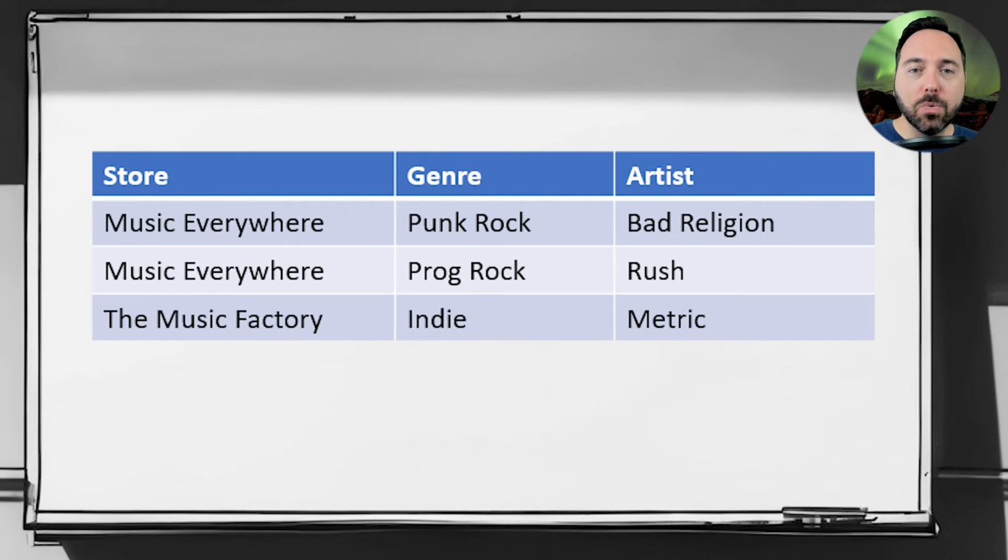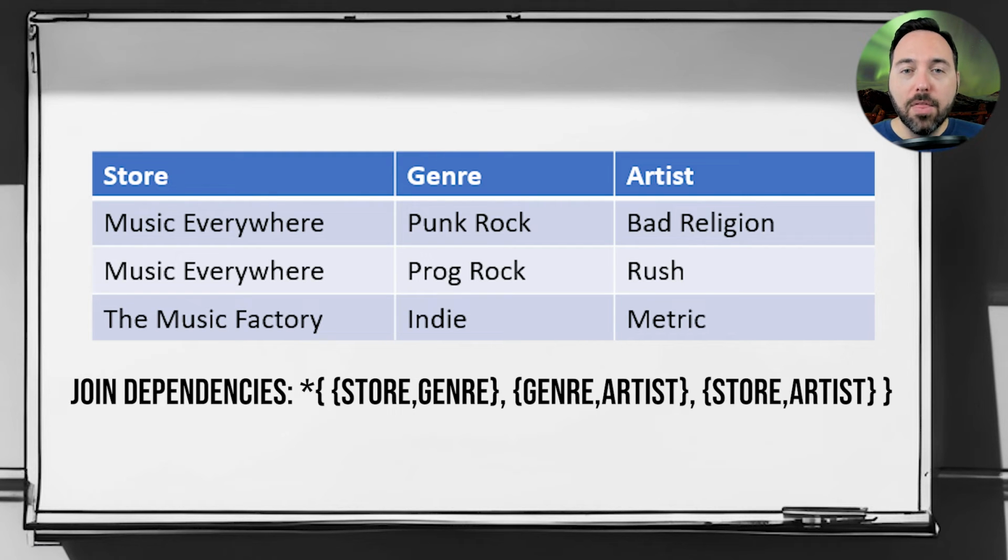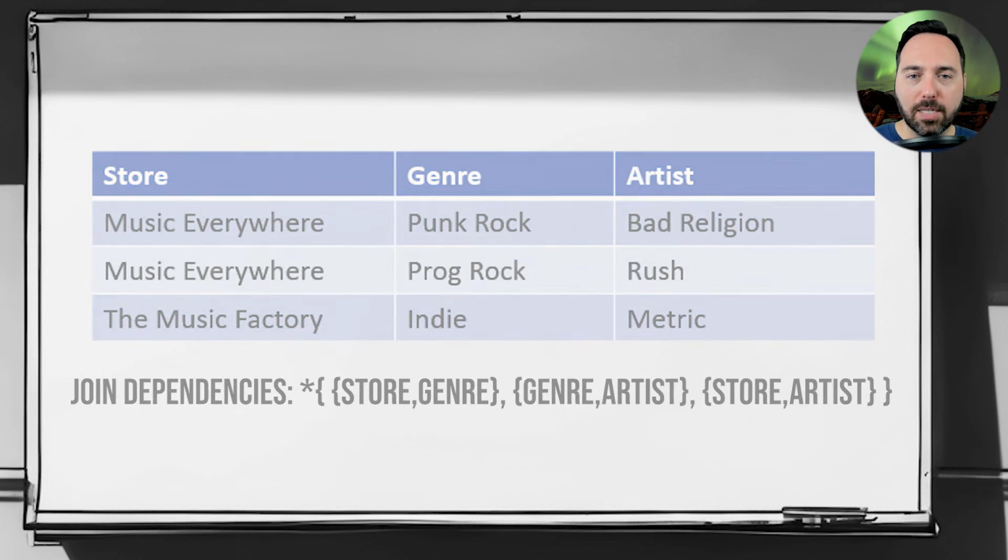But let's suppose we do have a symmetric constraint in place. If a store sells in a genre, and a store sells an artist, and that artist performs in that genre, then the store definitely sells music from that artist in that genre. If this is true, then we have a set of join dependencies like on the whiteboard here. We can safely break out this relvar into 3 separate relvars, one of which has store and genre, one of which has genre and artist, one of which has store and artist.